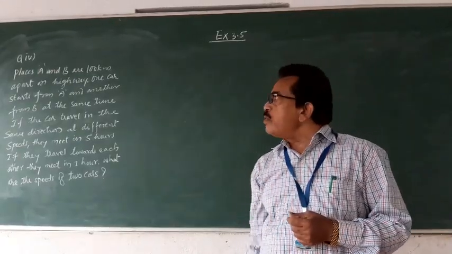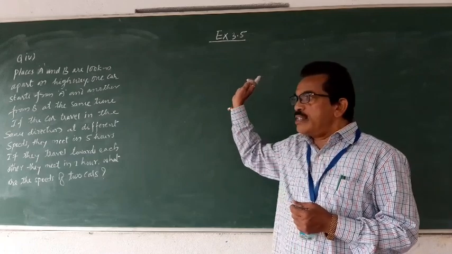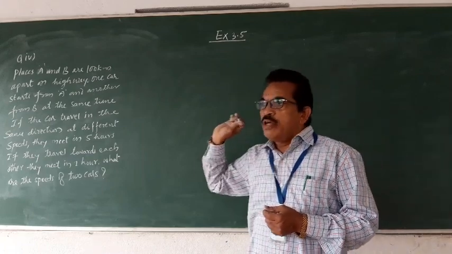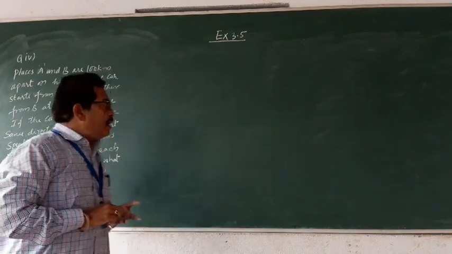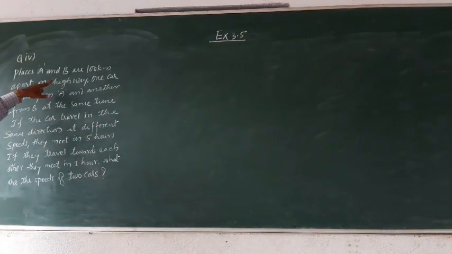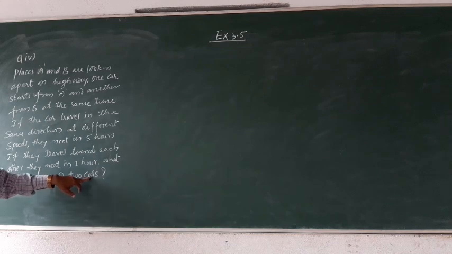Okay, see, this one is the fourth exercise of exercise 3.5. Read the problem carefully. Places A and B are 100 km apart on the highway. One car starts from A and another from B at the same time. If the cars travel in the same direction at different speeds, they meet in 5 hours. If they travel towards each other, they meet in 1 hour. What are the speeds of the two cars?